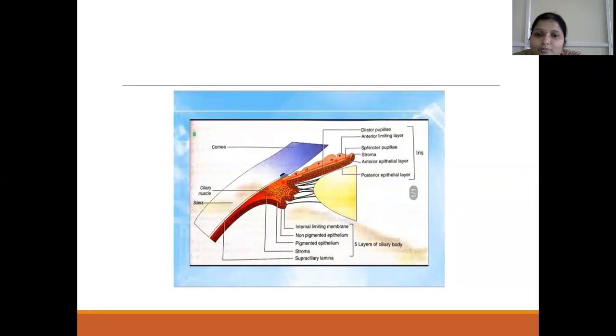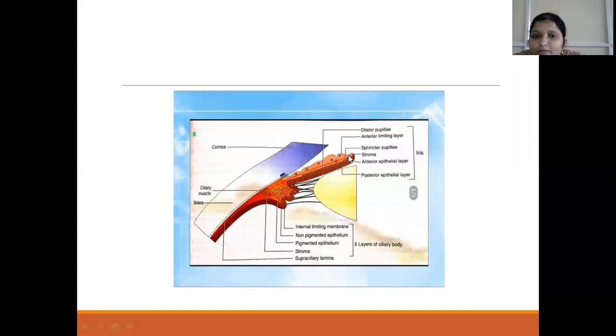Next, the most bulk of the iris is formed by stroma. In it, what all are present? Cells, vessels, as well as nerves and muscles. So what cells are present? Macrophages, fibroblasts, and pigment cells. What vessels are present? Both arteries and veins. And the muscles are sphincter pupillae and dilator pupillae.